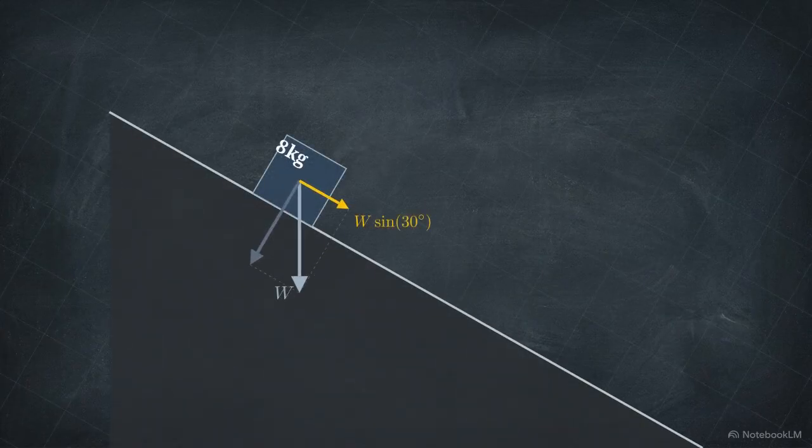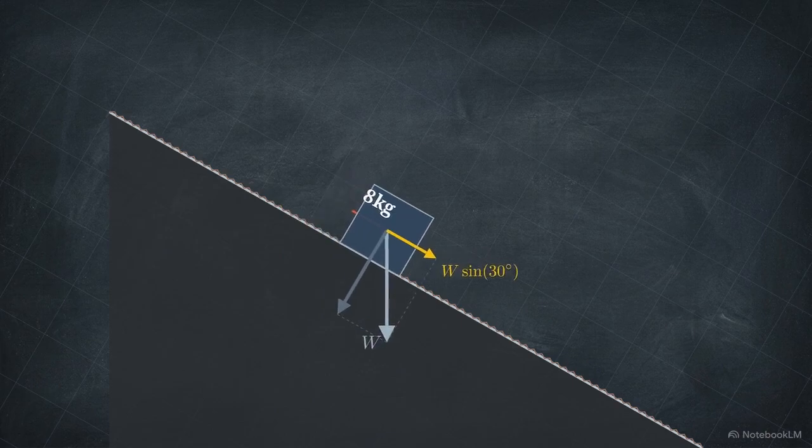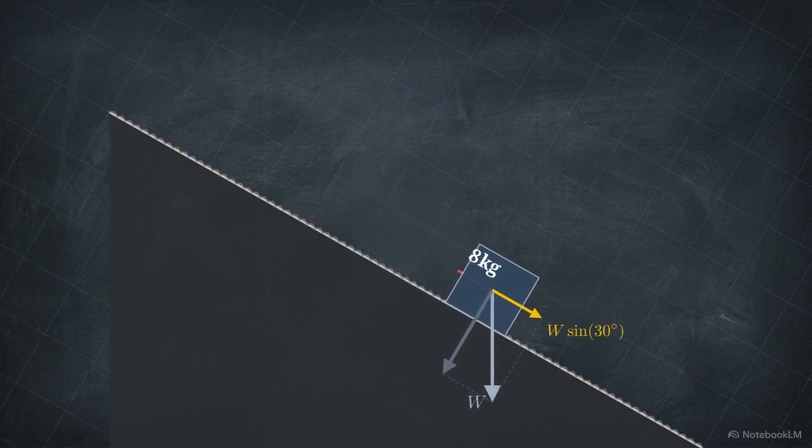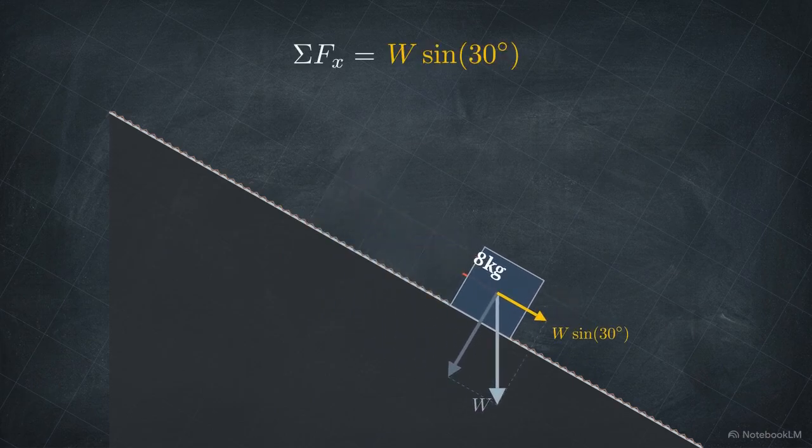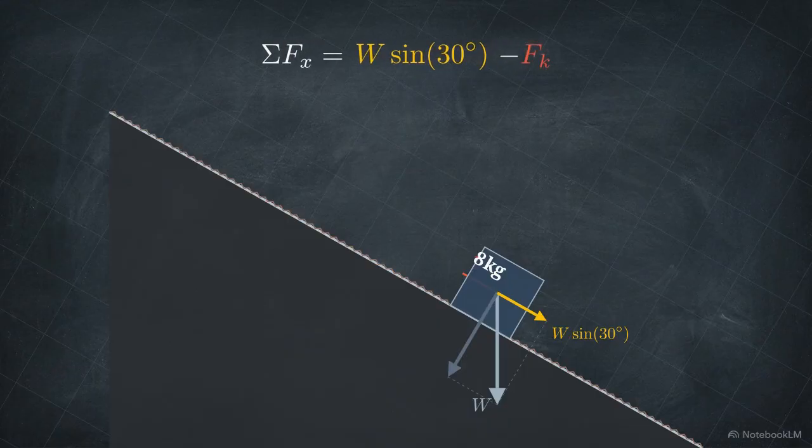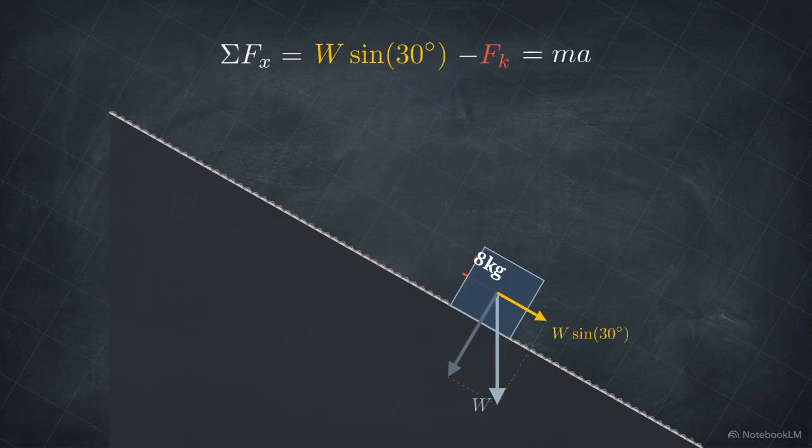Now consider a more realistic scenario. What if the ramp surface is rough? This introduces kinetic friction. Friction always opposes the direction of motion, so as the box slides down, the friction force points back up the ramp. To find the new acceleration, we adjust our net force equation by subtracting the opposing friction from the component of weight pulling the box down.